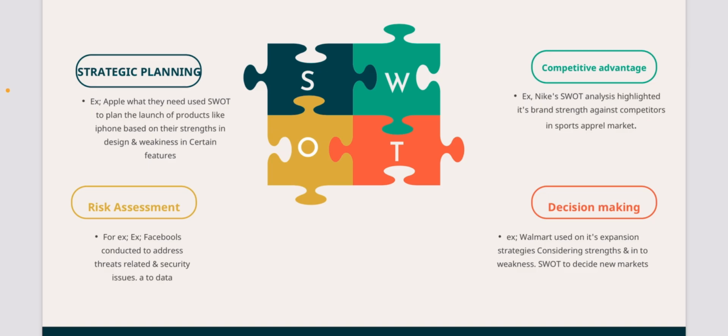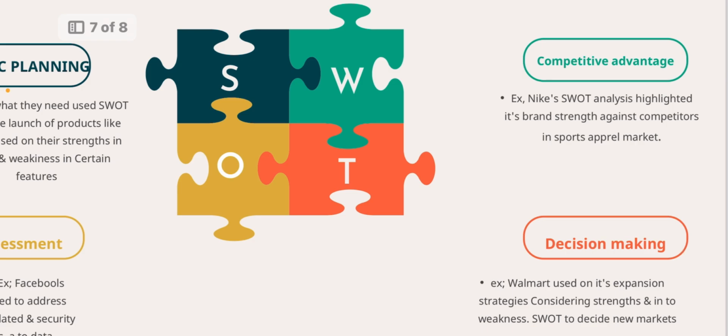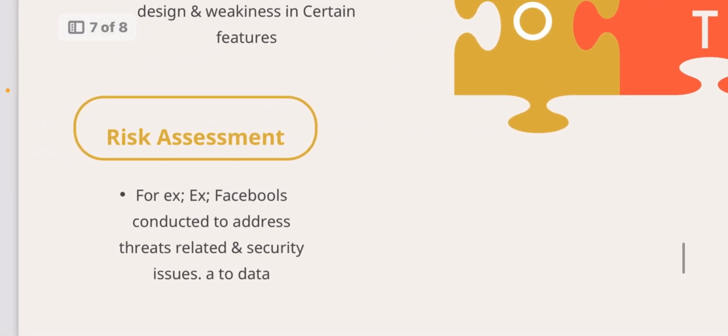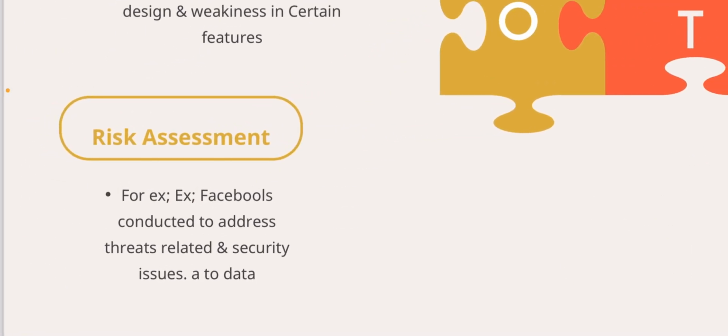Next is competitive advantage. SWOT analysis shows how a company can be better than its rivals. Okay, for example, Nike's SWOT analysis highlighted the brand strength against their competitors. Okay. Next is risk assessment. SWOT helps to identify threats, helping the company prepare for potential risks. Okay, for example, Facebook conducted a SWOT analysis to address threats related to data privacy and security issues.